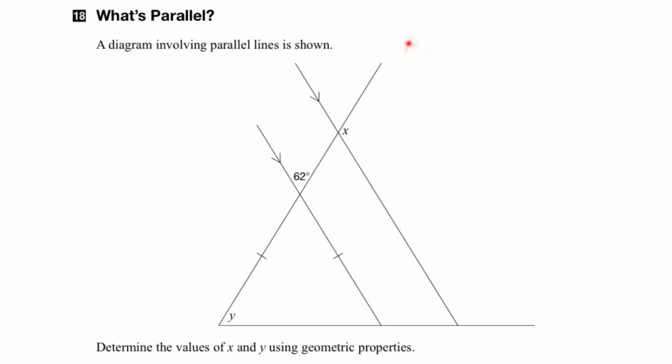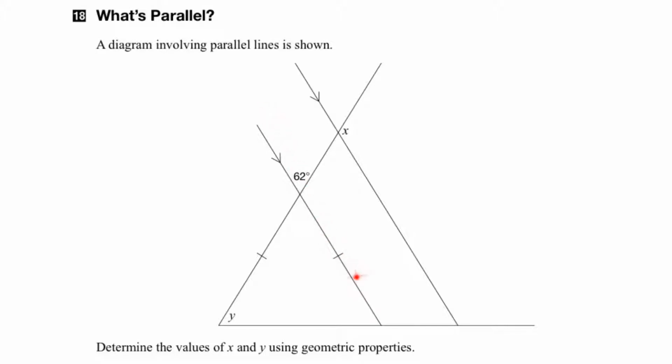In this question, we're given a diagram that is made up of some parallel lines and some other lines that form an isosceles triangle, because these two sides are the same. And what we have to determine is the value of the angle x and the value of the angle y. Okay, well, let's bring in what we know.